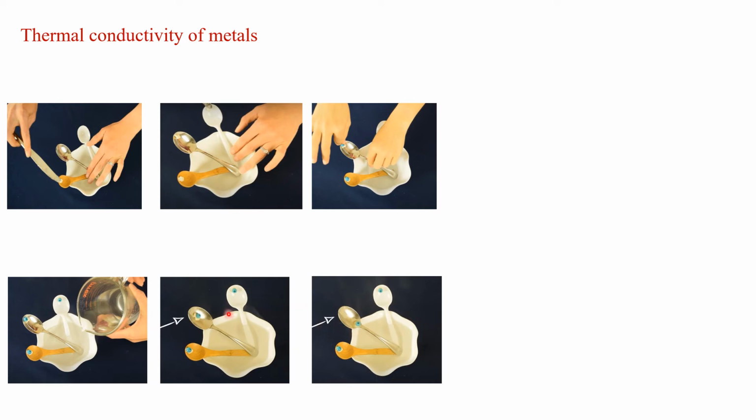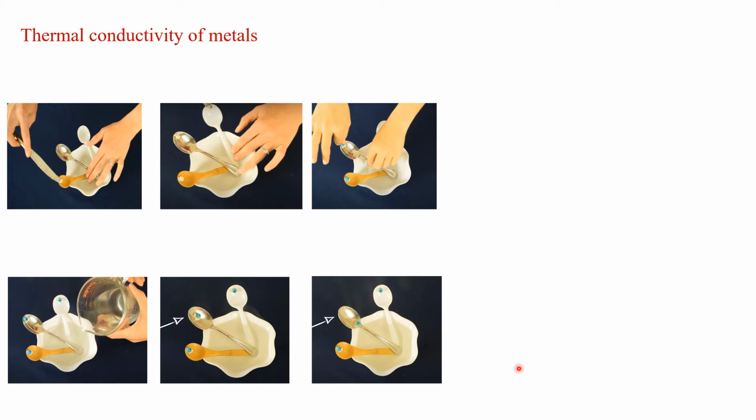Okay, look at these positions of the beads. Can you tell me why the bead moved down the spoon that was made of metal? This spoon is made of metal.